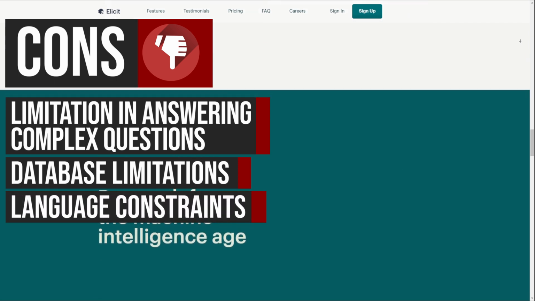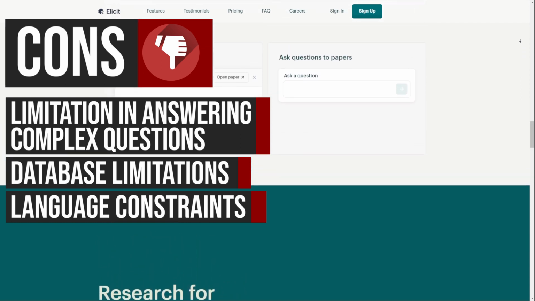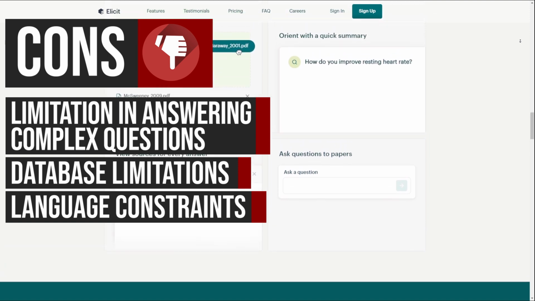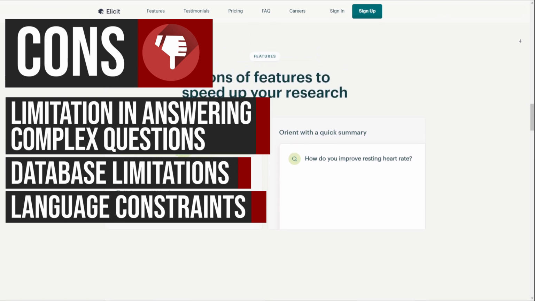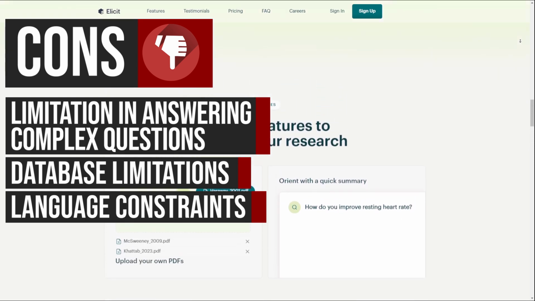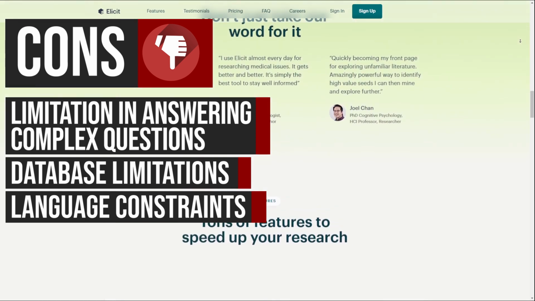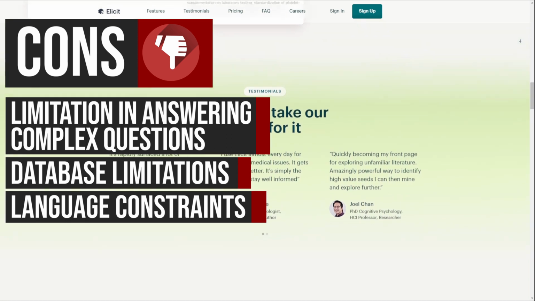Elicit's effectiveness in handling languages other than English may be limited, necessitating users to translate questions or papers if they are in a different language. This constraint highlights the importance of considering language barriers and ensuring accurate translations to leverage the full potential of AI research assistants like Elicit in a global research context.